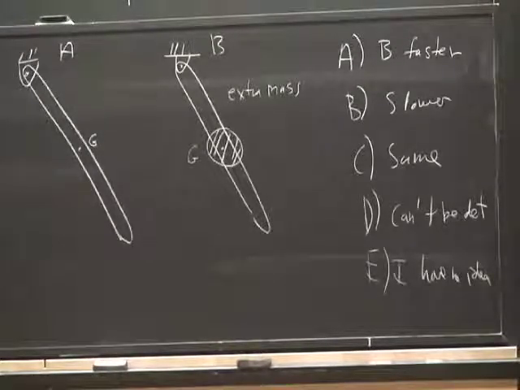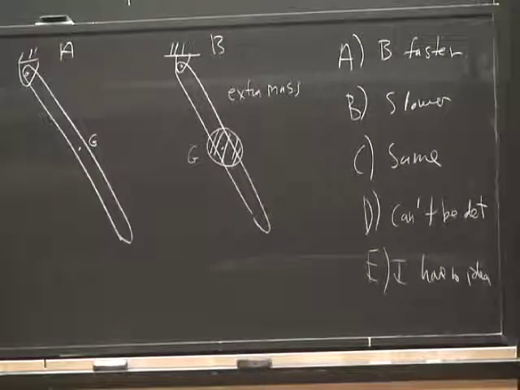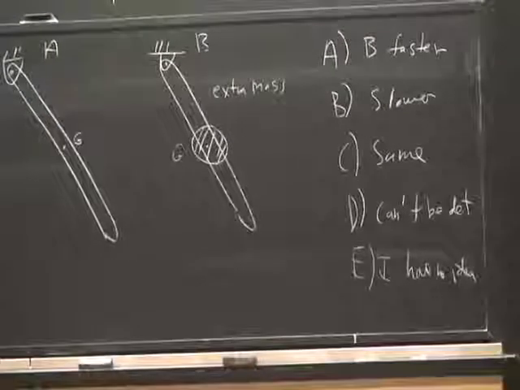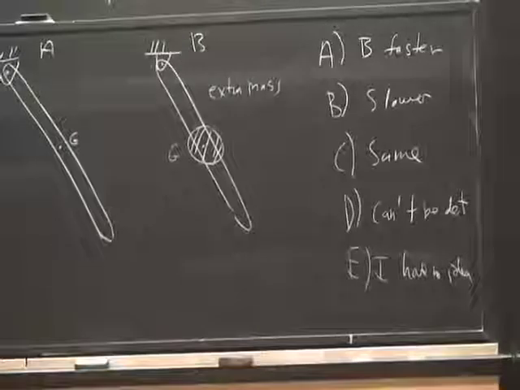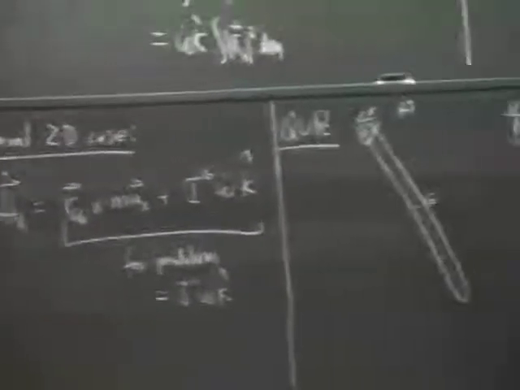Okay, 10 seconds left. Ready? Let's see, I should lock up the vote so you can't change your vote. Locked up, I think. Here's your vote. B is faster, is slower, it's the same, can't be determined.